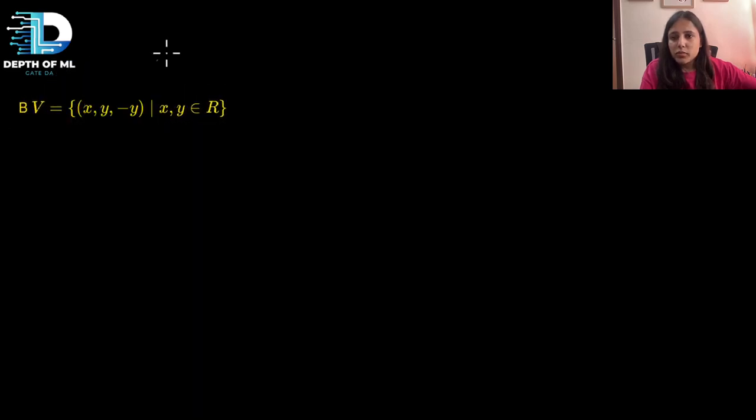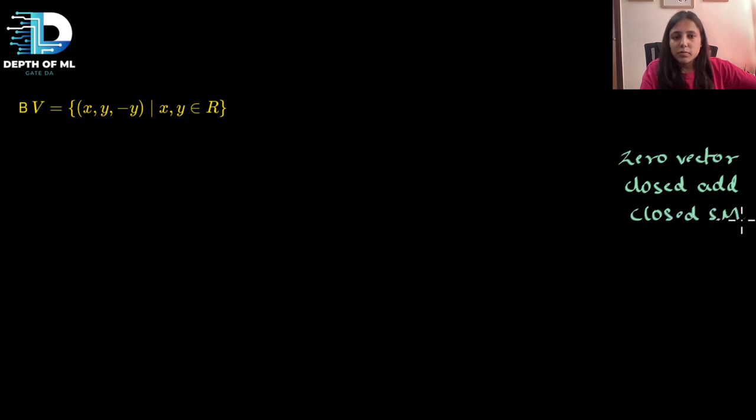So this is the B option. We have to check whether this is a valid vector space or not. So we have to check for three things: zero vector, closed under addition, and closed under scalar multiplication. Okay, so let's check for the zero vector first of all.